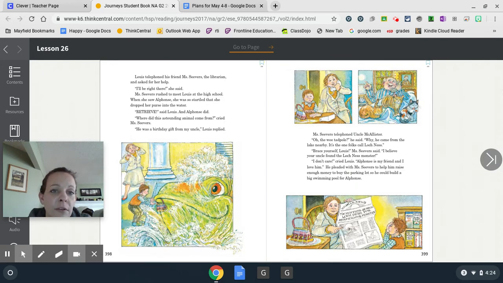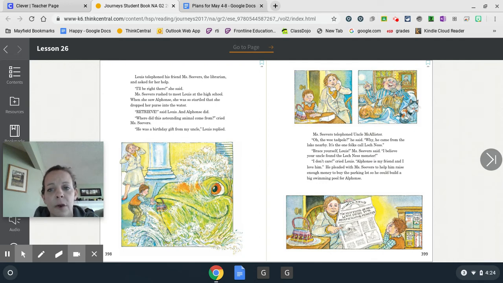Lewis telephoned his friend Ms. Severs, the librarian, and asked for her help. "I'll be right there," she said. Ms. Severs rushed to meet Lewis at the high school. When she saw Alphonse, she was so startled that she dropped her purse into the water. "Retrieve," said Lewis, and Alphonse did. "Where did this astounding animal come from?" cried Miss Severs. "He was a birthday gift from my uncle," Lewis replied.